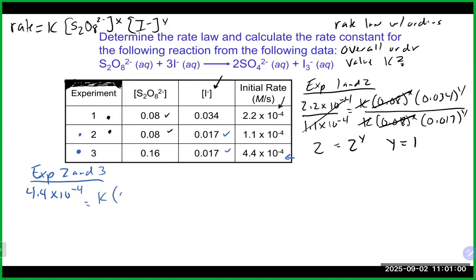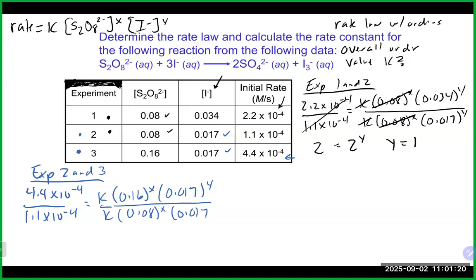So we'll get 0.16 to the x, 0.017 to the y. And everything for 2 here on the bottom, 1.1 times 10 to the minus 4, our k, our 0.08 to the x, and our 0.017 here to the y. Once again here, that is going to give me a 4. These guys will cancel. These guys will cancel. And that will give me a 2 to the x. Again here, x will equal 2 in this case.